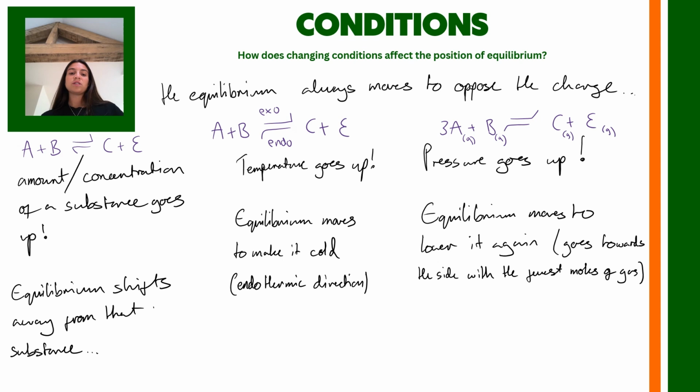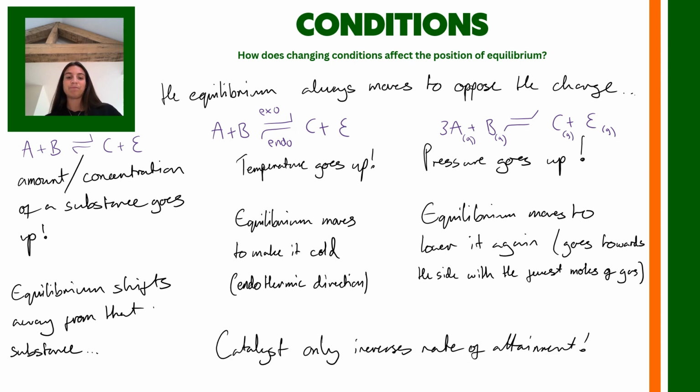Okay, so in order to lower it again, it's going to go this time towards C and E, right? Because on the left-hand side, I've got 4 moles, 3A of gas and 1B of gas, whereas on the right-hand side, I've only got 2 moles, 1C and 1E. So to restore the pressure, it's going to start making more of this C and E, and therefore it's going to have shifted towards the right here. Remember that if you add a catalyst, that increases the rate of attainment, but it does not change where the equilibrium position is.